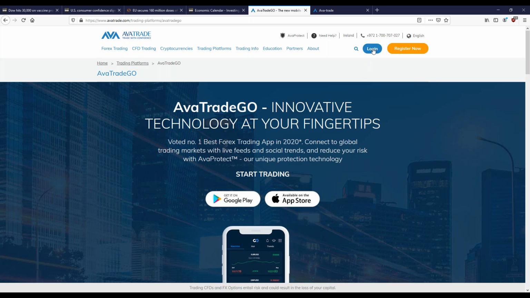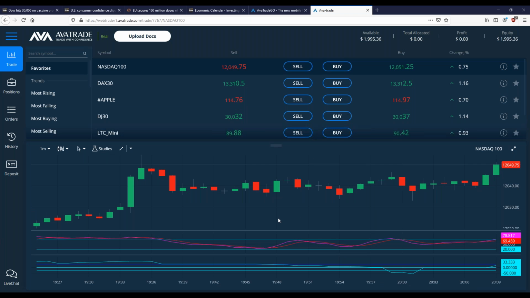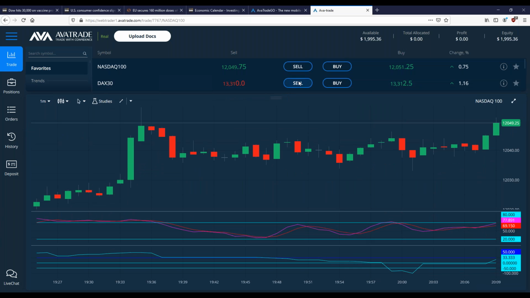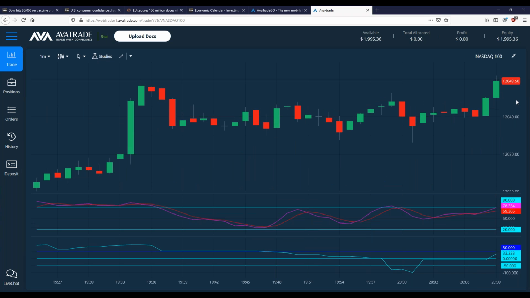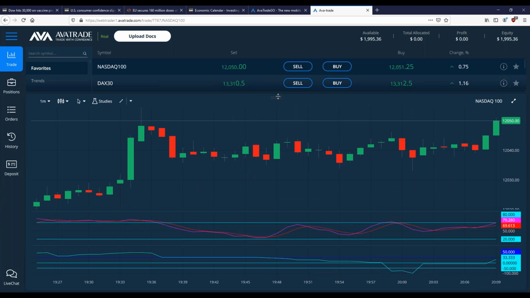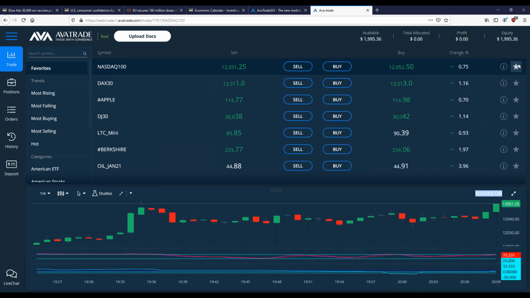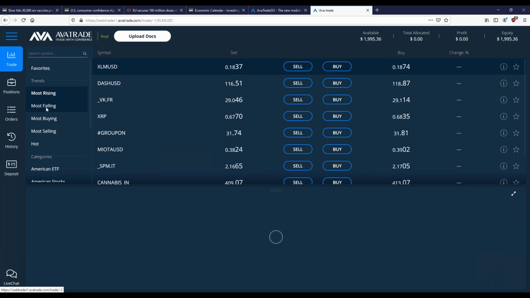So if you log in here, okay, log in from our website, then you're in this platform. And it's just like the mobile app. Whereas, first of all, it's nice, the chart, you can expand, you can go full screen, you can minimize it, you have your favorites list here, you can remove them from your favorites list just by clicking the star, you can add more by going to any asset, most rising on the day.